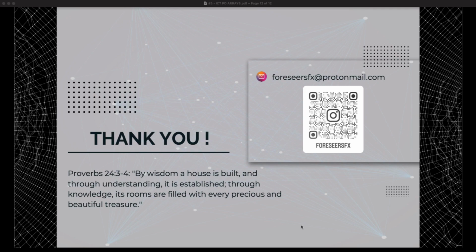Now, before I go, I just want to leave you guys with a little bit of wisdom here. This is from Proverbs 24:3-4. By wisdom, a house is built, and through understanding, it is established. Through knowledge, its rooms are filled with every precious and beautiful treasure. So everyone, I hope that y'all become blessed traders. And remember, trading is subjective, but God is not.